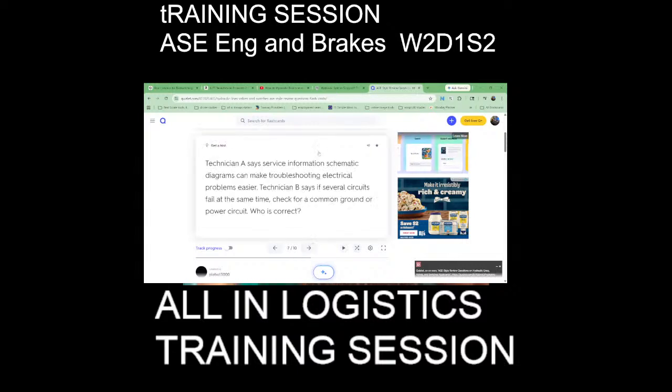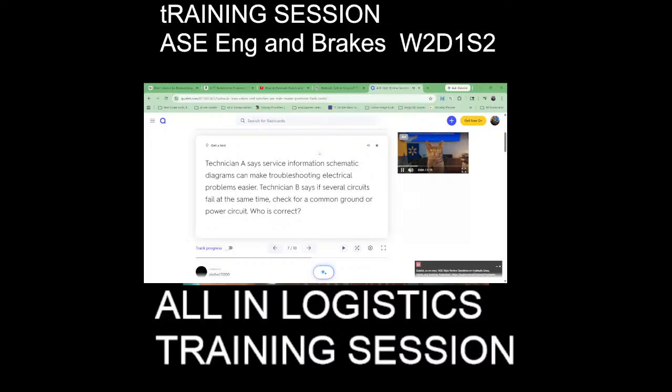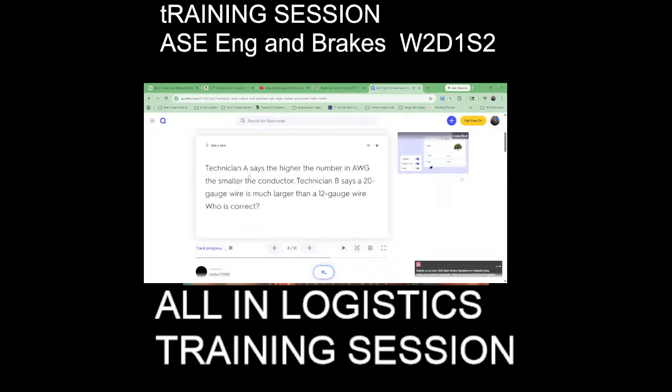Schematic diagrams can make troubleshooting electrical problems easier. Technician B says if several circuits fail at the same time, check for a common point in the schematic diagram. Yeah, both are right. The higher the number in AWG, the smaller the conductor. Who is correct? This is either A or B. We're going to go with A.